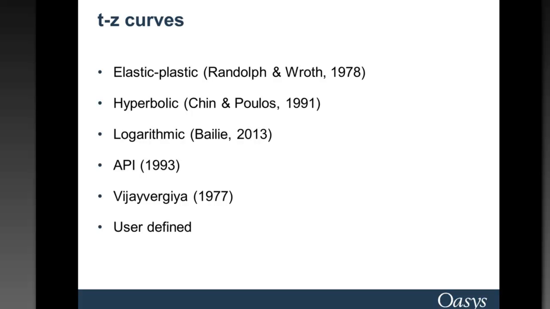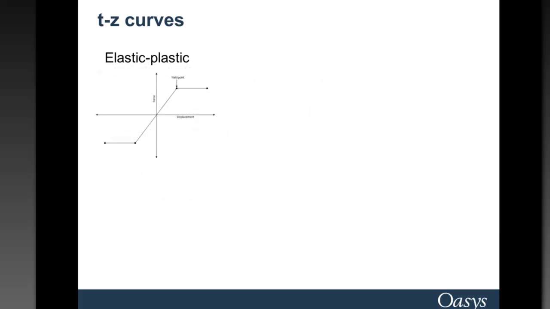But it might just be easier to see a figure of what each of these TZ curves actually looks like. So if I just step through them one at a time, the elastic plastic TZ curves are basically a linear elastic relationship up to a yield point where then perfectly plastic displacement occurs with no increase in load, and the yield point would occur at your limiting shaft resistance or limiting base resistance that you input through the soil parameters for your pile.